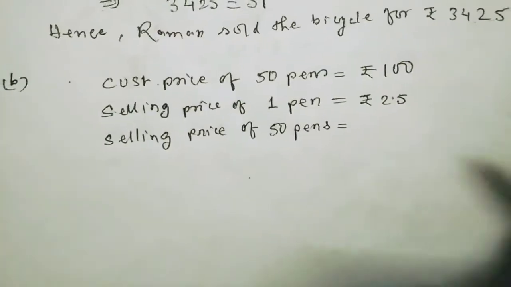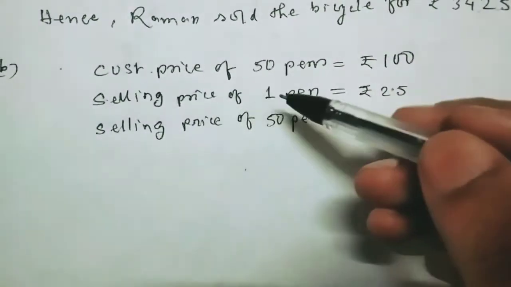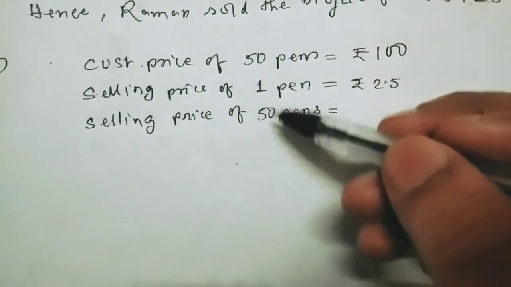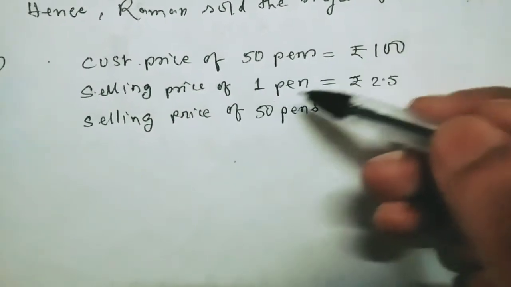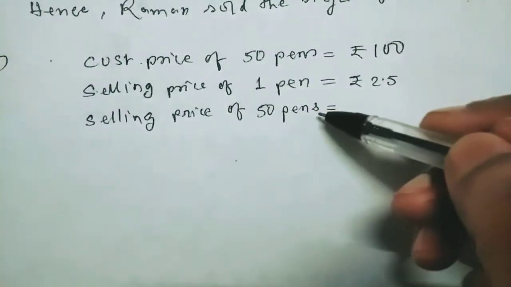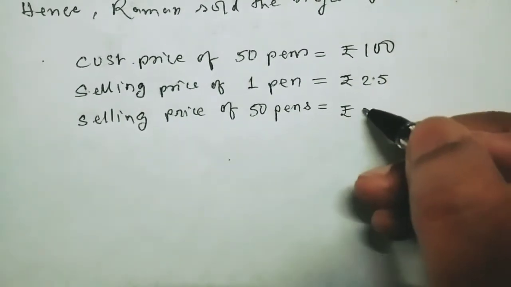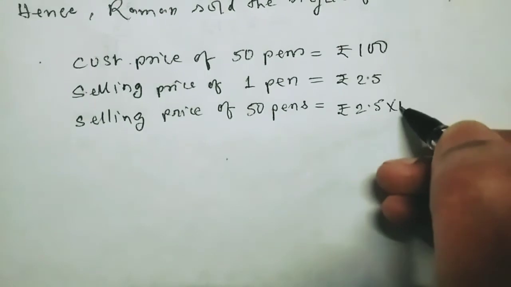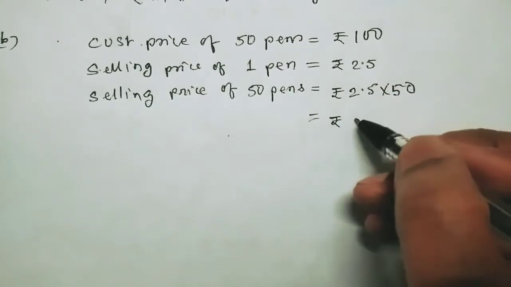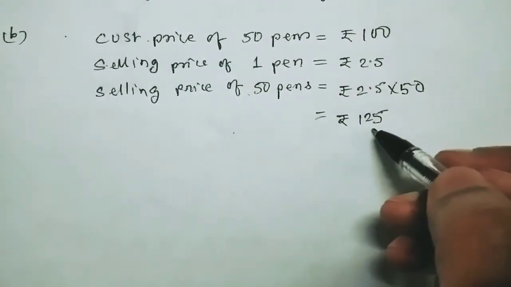Okay, let's see. Here the cost price of 50 pens is given as rupees 100. The selling price of 1 pen is given as rupees 2.5. So you have to find the selling price of 50 pens, because the cost price of 50 pens is given. So the selling price of 50 pens is equal to 2.5 multiplied by 50. So 2.5 into 50, what is the answer? Here it is coming to rupees 125. So the selling price SP of 50 pens is rupees 125.